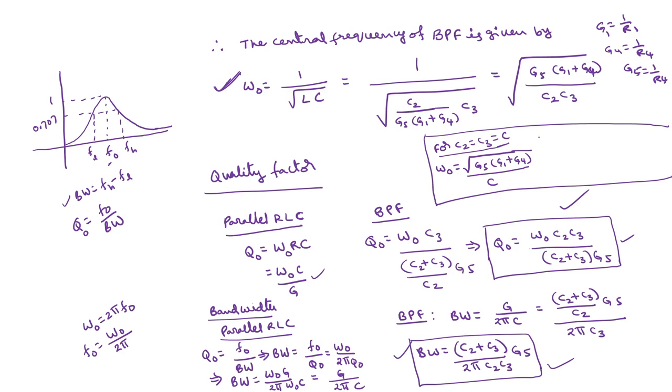And what happens to the quality factor? Omega 0 C, C becomes C square, divided by C2 plus C3 which becomes 2C, into G5. So, one C and one C get cancelled. Omega 0 C by 2 G5. And what is bandwidth? This is 2 C G5 divided by 2 pi C square. This becomes C2, C square. This is 2 C, this is 2 C, 2 C get cancelled. We will get G5 by pi C.